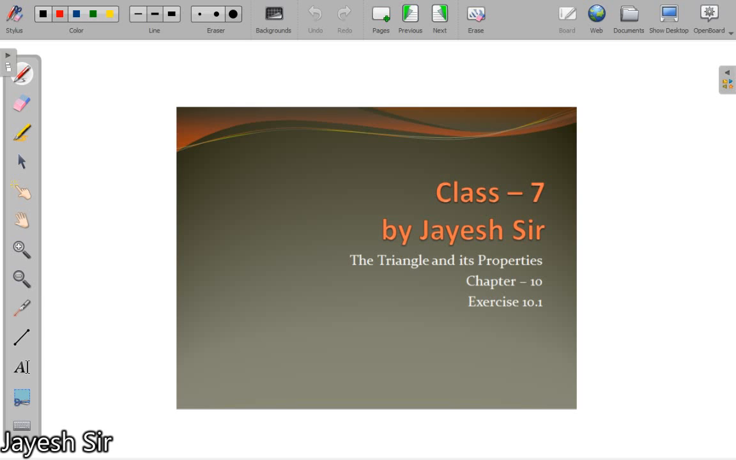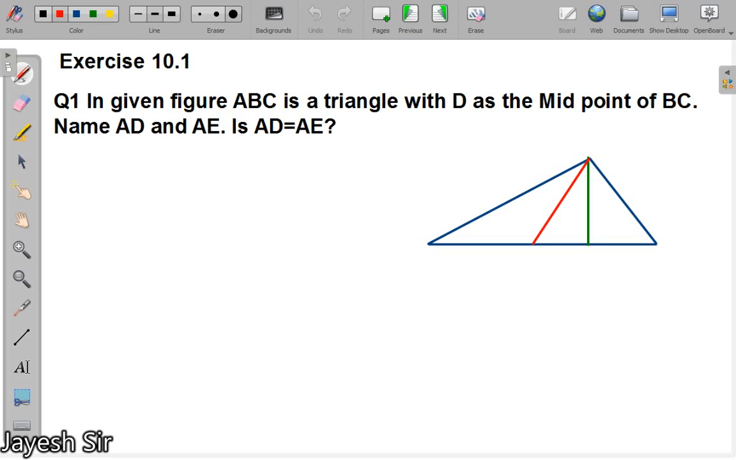So yesterday we learned about triangles and its properties. We have started chapter number 10. Today we are going to go through exercise 10.1. Okay, so first of all, I have written down all the questions and we will go through these questions one by one. And let me remind you once again that in the geometry part of your course you have to do all the questions of your exercise in your homework copy.